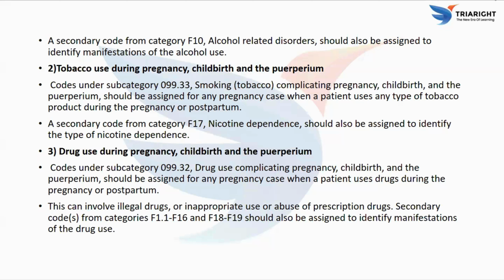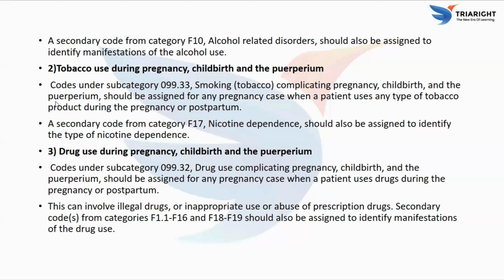So let's break it down. What is the first one? Alcohol use during pregnancy. If a pregnant patient uses alcohol, we use the O99.31 category code, which describes alcohol use complicating the pregnancy, and a second code from the F10 category, which describes alcohol related disorders, must also be added to show the exact type of alcohol problem, for example, dependence, abuse, and intoxication. Why? Because alcohol can cause complications such as fetal alcohol syndrome, miscarriage, or low birth weight.